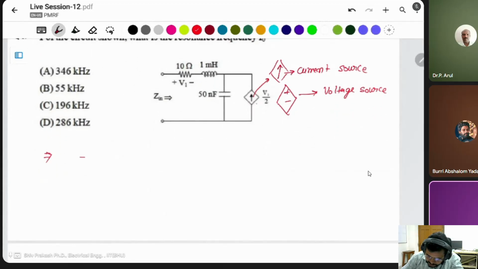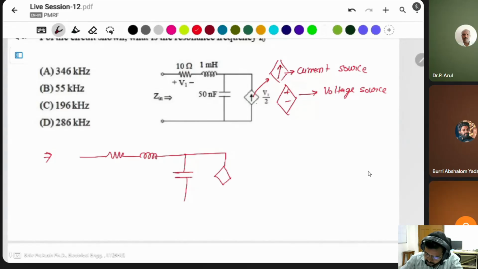This circuit has an inductor and a capacitor in parallel with the dependent current source. For the input impedance Z, we have 10 ohm, and 1 millihenry, which I simply write as j omega L in place of the value. This one will be 1 upon j omega C, and the source is V1 by 2, where this is V1.